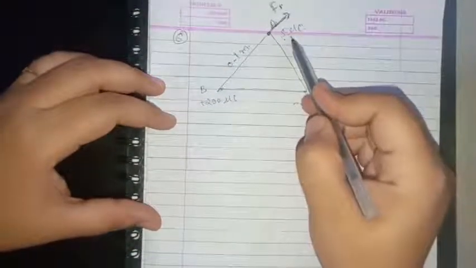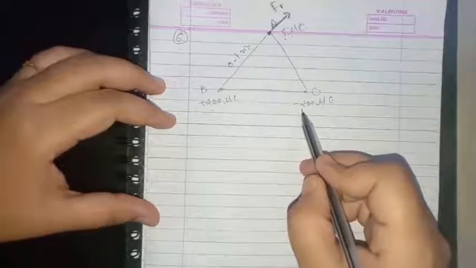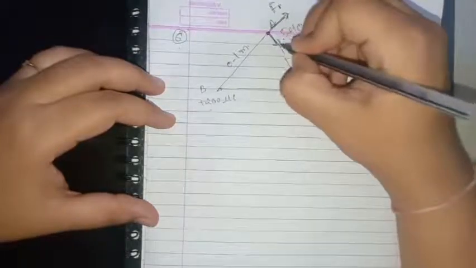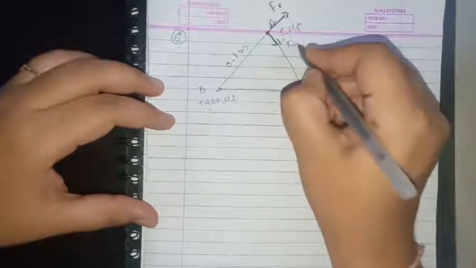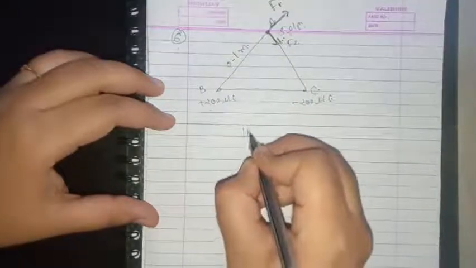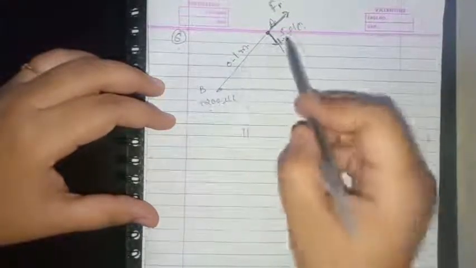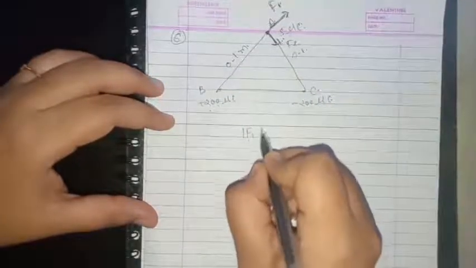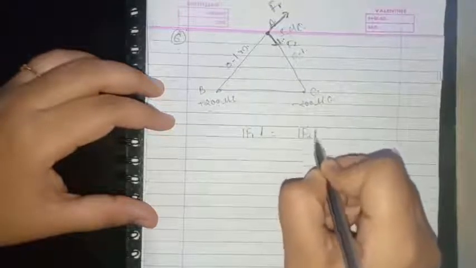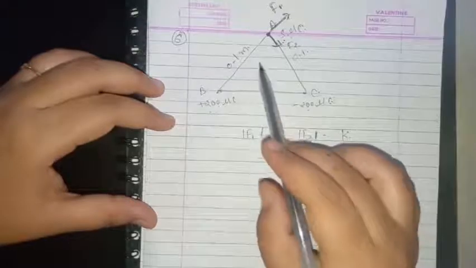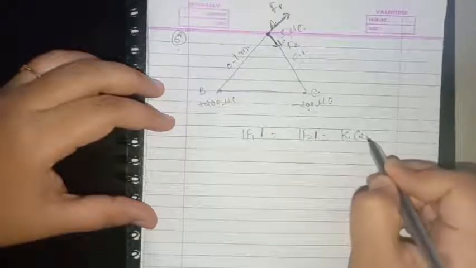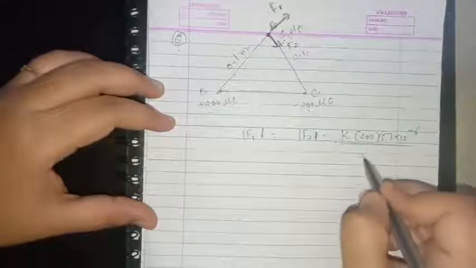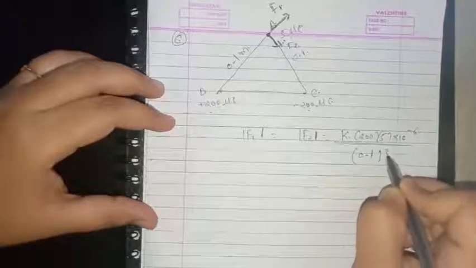As 5 microcoulomb is a positive charge and minus 200 coulomb is negative, there will be an attractive force between these two charges. So the direction of force will be from A to C. Let's say this force is F2. We can clearly see the magnitudes of the charges are the same and the distance between them is also the same. So we can write the magnitude of F1 is equal to the magnitude of F2, that is K Q1 Q2 by R square, that is 200 into 5 into 10 power minus 6 divided by R square, that is 0.1 whole square.